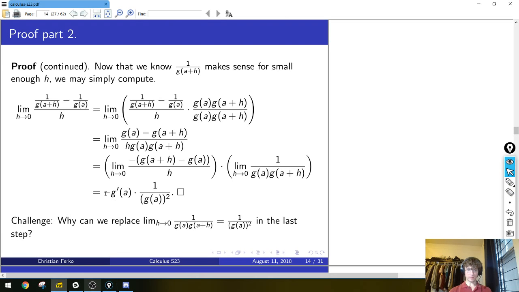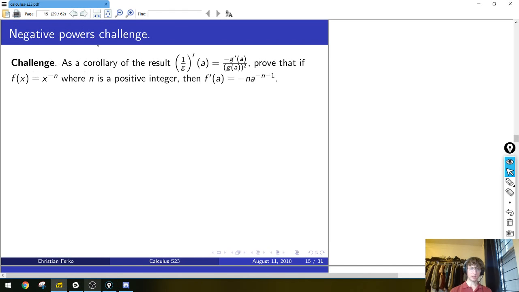This is the thing we set out to prove: minus the derivative of g over g squared. And I think I have a challenge on this now. Okay, good. So let's use that, and I will ask you to apply that result to fix the fact that we cannot differentiate x with a negative power. So this is a corollary. So we'll use this result that we just proved. The derivative of 1 over g is minus the derivative of g over g squared.